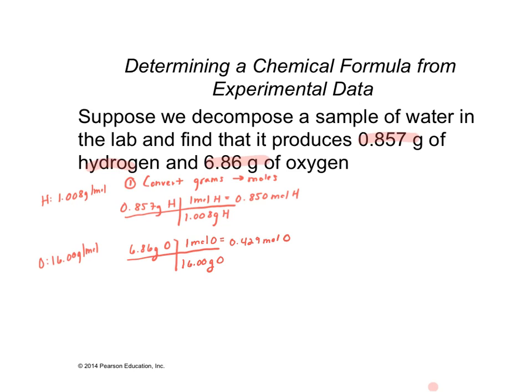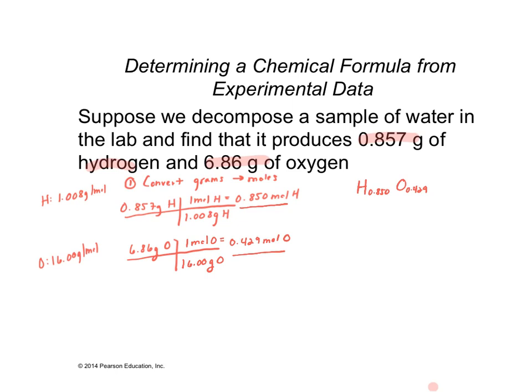Okay, then what we are going to do is write what is called the pseudo formula. In the pseudo formula, we're going to write the 2, or however many elements we're dealing with, in kind of like a putative chemical formula. So we'll say hydrogen and oxygen. And then we're going to list as the subscripts how many moles of each we have. So for hydrogen, this is 0.850, and for oxygen, this is 0.429. Okay, so this is what we would call a pseudo formula.